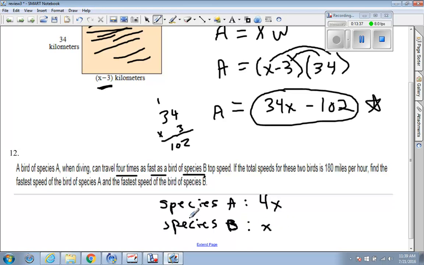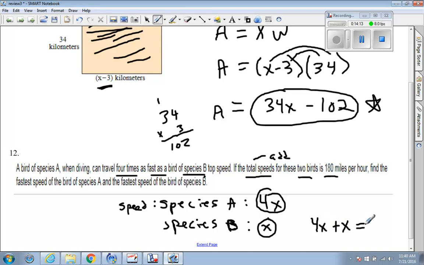Whatever it is, and I'm just going to write here, speed. So the speed of species A is 4x. The speed of species B is x. So we have 2 expressions. Now let's see what we can translate further. The total speeds for the 2 birds is 180. Total, that's a key word for add. All right, so then we know that this expression plus this expression has to equal the 180. So 4x plus x has to equal the 180.